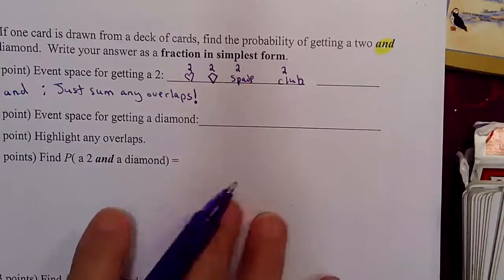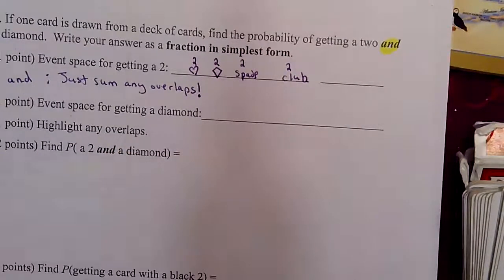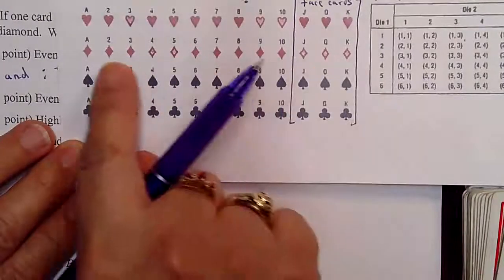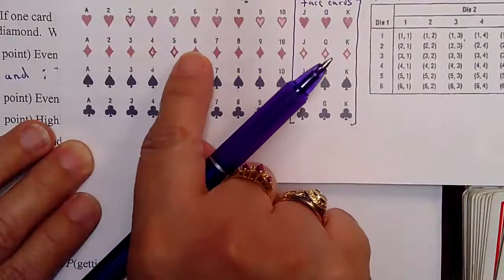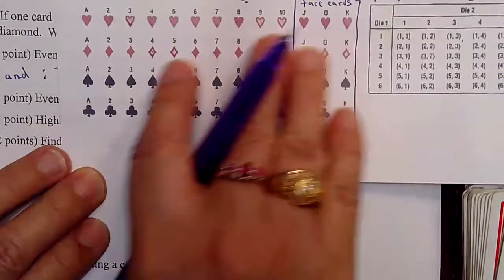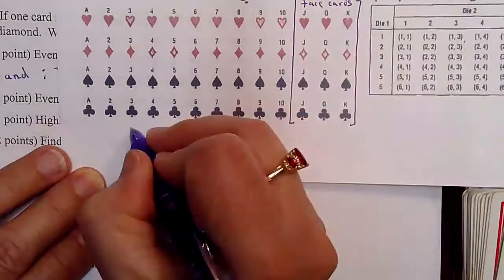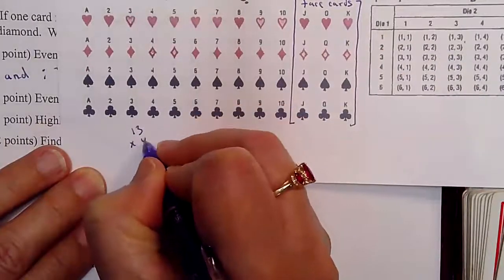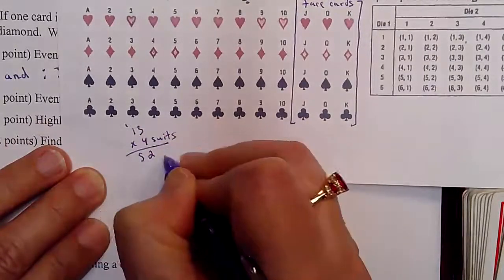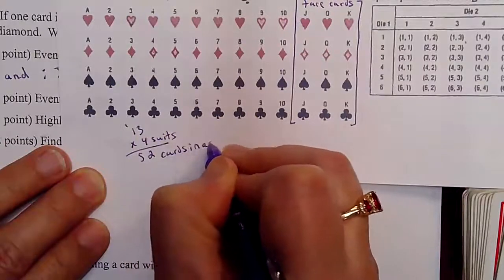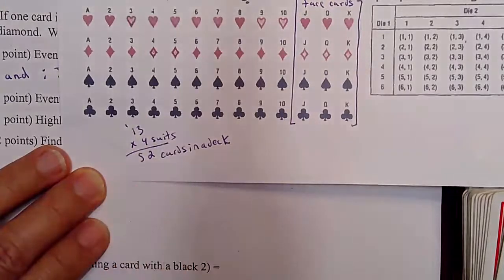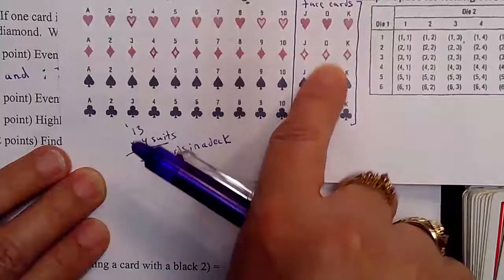Okay, and then the event space for getting a diamond. So look at your diamonds. All of these are your diamonds. See all your diamonds? So you have 1, 2, 3, 4, 5, 6, 7, 8, 9, 10, 11, 12, 13. In your cards, there are 4 suits. 13 times 4, that's how we get a total of 52. There are 52 cards in a deck. So if you want to write that down on your paper, that would be fine. For us, it's 13 per suit.